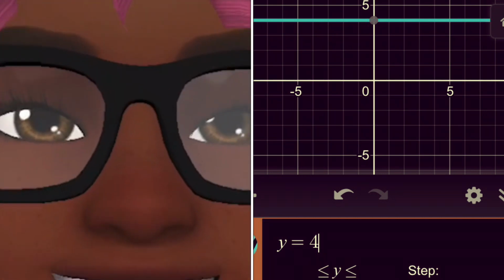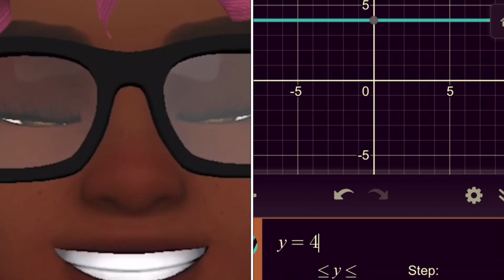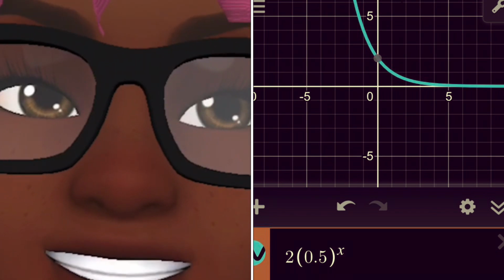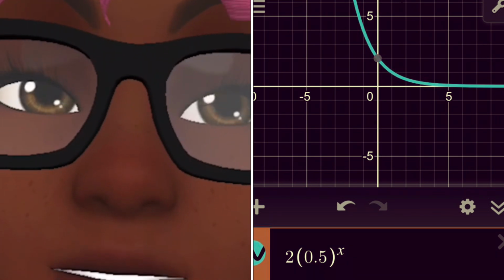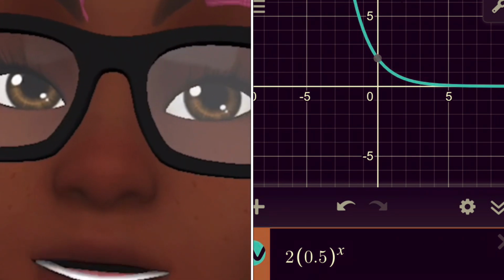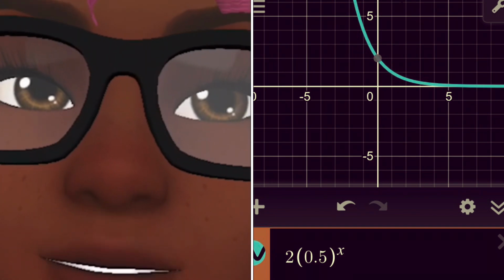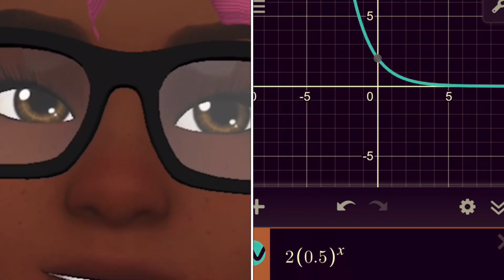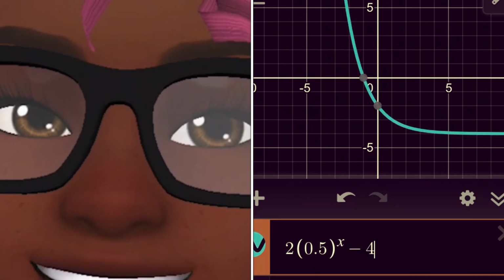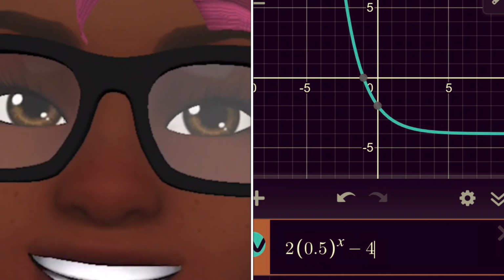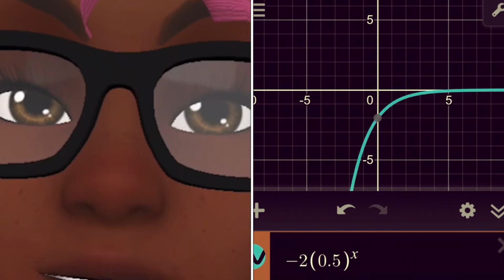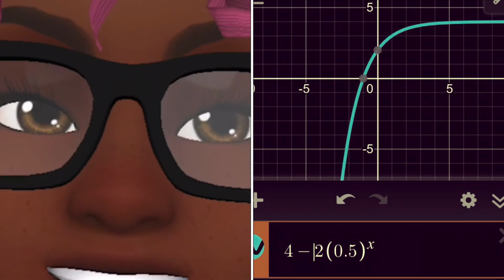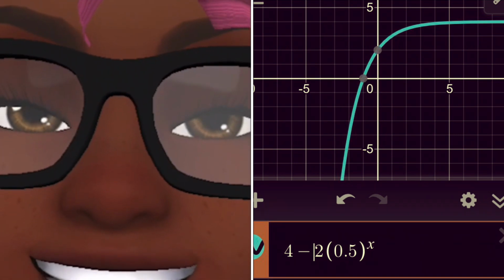Okay. So it's a line through number 4. So, okay, that's the easy half. Now the complicated half is -2 times 0.5 to the x power. So you can play around with, what if that was just 2 times 0.5 to the x power? What would that look like? And again, you compare it to what it is. And when you add 4, there you have your graph that matches this equation. Okay, I hope that helps.